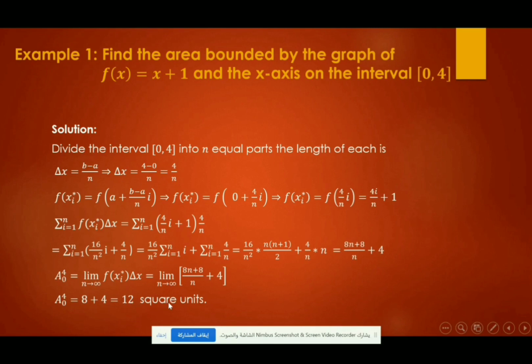And the unit for this area is supposed to be squared, because it is an area. So this is how to calculate the area bounded by a graph and the x-axis by using the definition of the definite integral.